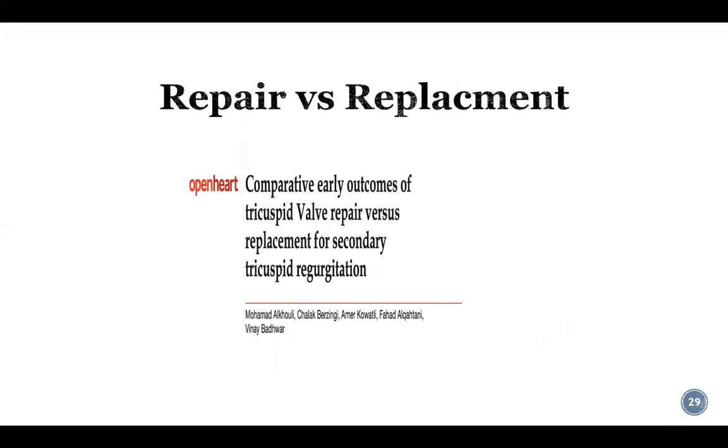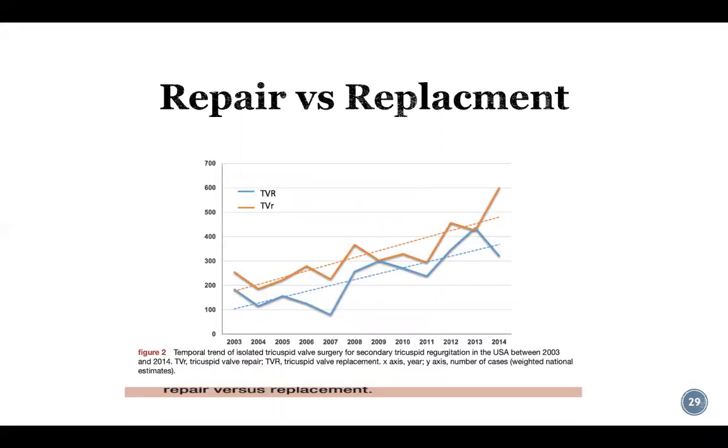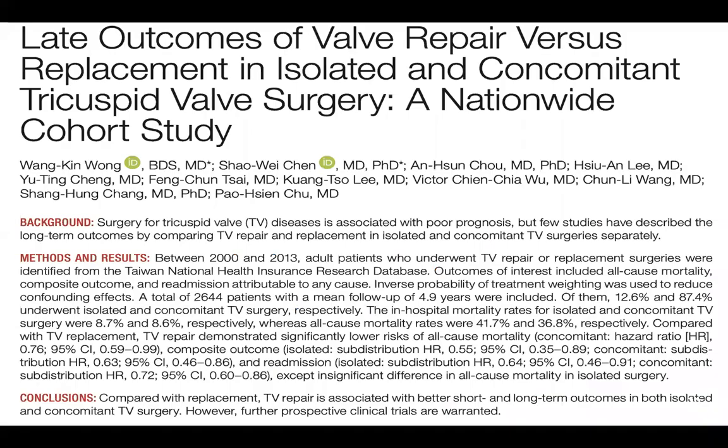What about repair versus replacement? Many data comparing both came from isolated TR. However, this study found that replacement is associated with more morbidity as well as permanent pacemaker insertion, and repair is better, of course.